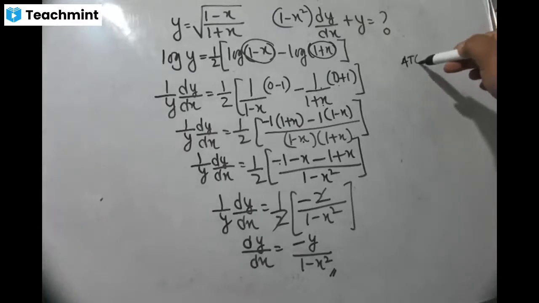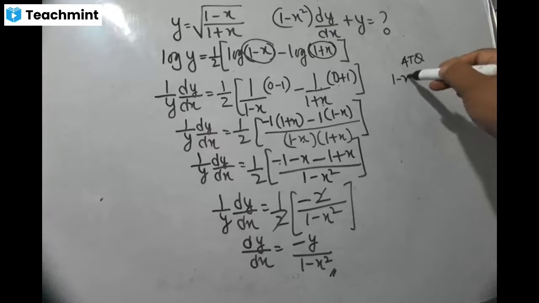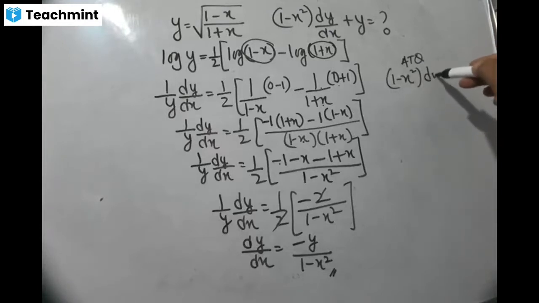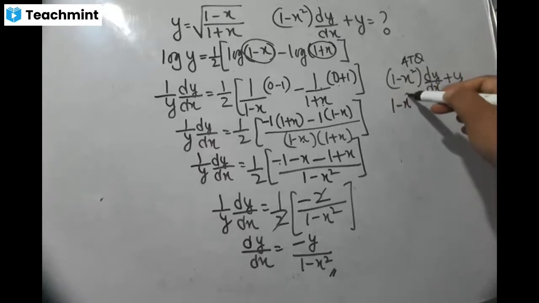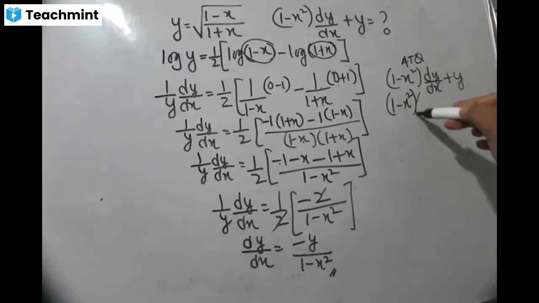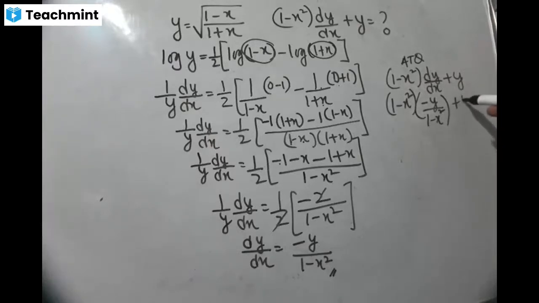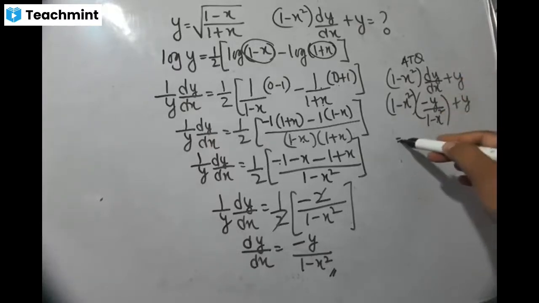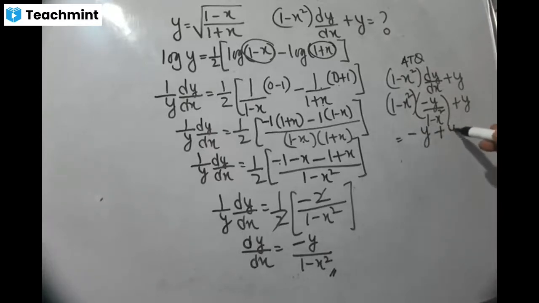According to the question, I need to find out the value of 1 minus x square into dy by dx plus y. So 1 minus x square as it is. What is the value of dy by dx which you got? The value of dy by dx which you got is minus y divided by 1 minus x square, plus y. So 1 minus x square and 1 minus x square get cancelled. You're left with minus y plus y, and that is equal to 0. So the value of 1 minus x square dy by dx plus y is nothing but 0.